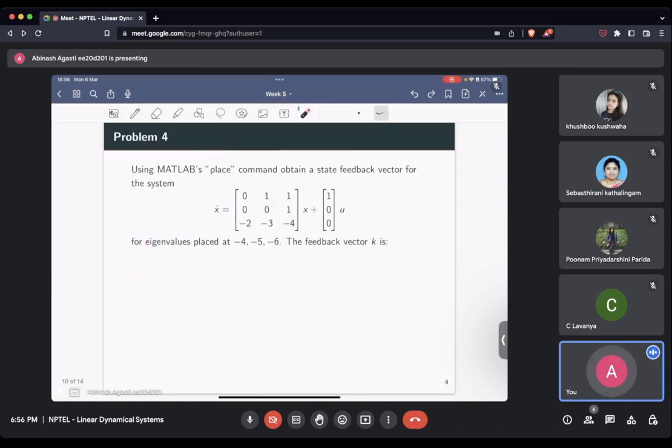So using MATLAB's place command, obtain a state feedback vector for the system given by this A matrix and this B matrix. And we want to place the eigenvalues at these three positions: -4, -5, -6 with the feedback vector k. So before we do that, like we did for the first question, where we had a 2 cross 2 system, which made things a lot easier, let us first find out the eigenvalues of this given A matrix. Okay, let's try that, then we'll discuss.